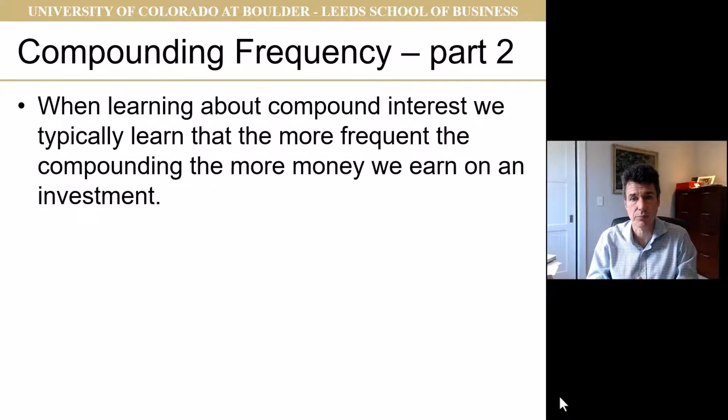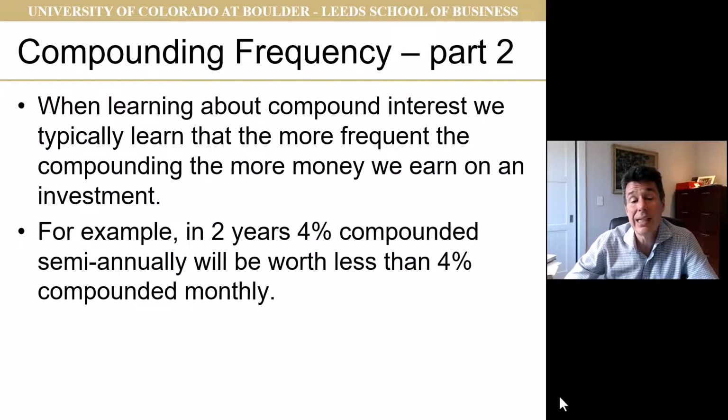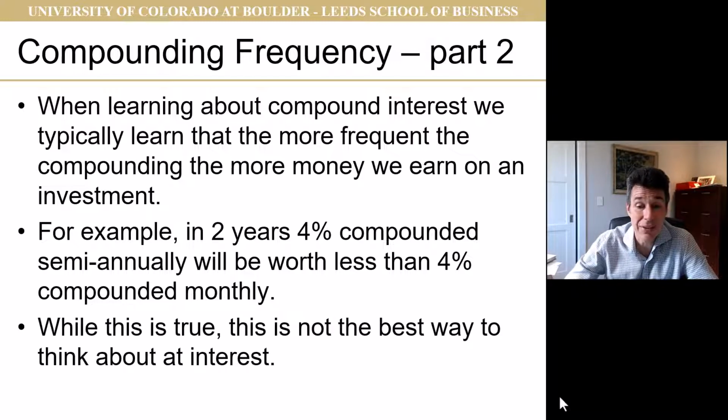Okay. Now, one thing we learned, which is true, but a little misleading about compound interest, is that the more frequent the compounding, the more money we earn on an investment with a fixed interest rate. Right? If we have a choice between earning 4% compounded semi-annually for 2 years, or 4% compounded monthly, we'd rather choose the monthly than the semi-annual rate, right? We'll earn more if it's compounding monthly. Now this is true, but it's probably not the best way to think about interest.